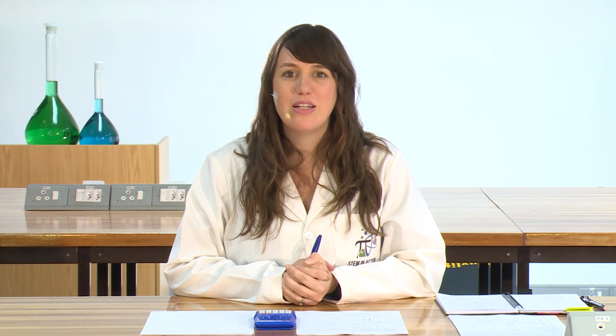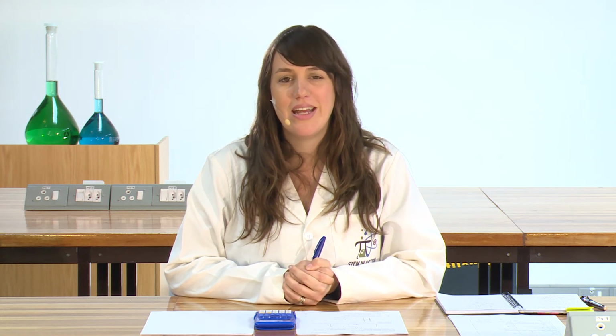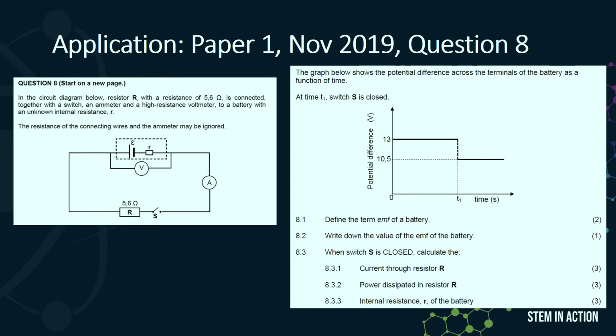Let's have a look at an application question. We'll have a look at the November 2019 Paper 1, Question 8. Question 8 says, in the circuit diagram below, resistor R with a resistance of 5.6 ohms is connected together with a switch, an ammeter, and a high resistance voltmeter to a battery with an unknown internal resistance r. The resistance of the connecting wires and the ammeter may be ignored. The graph below shows the potential difference across the terminals of the battery as a function of time. At time t1, switch S is closed.